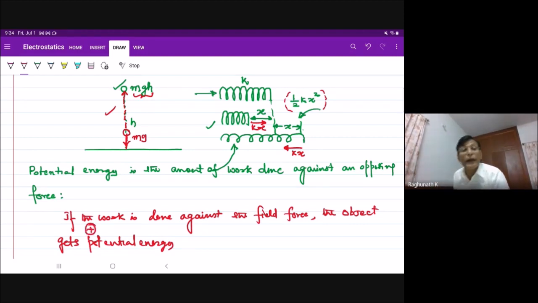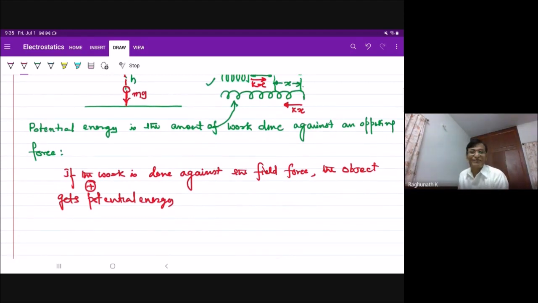Potential energy is non-negative. Energy is a non-negative quantity as such. Correct? Energy non-negative? Can energy be negative? Can potential energy of an object be negative? Electrical potential energy can be negative. Can mechanical potential energy be negative? We'll see. Okay.